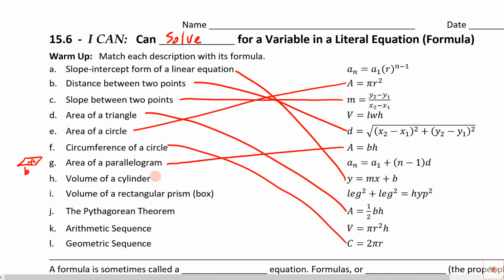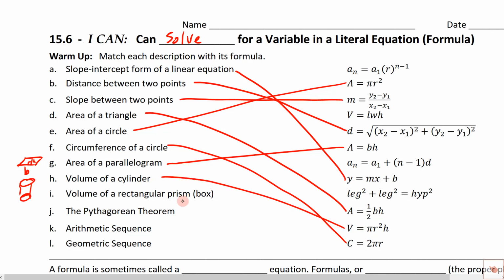Volume of a cylinder, I suppose it would have to have a v in there, but remember a cylinder looks like this, kind of like a can. We have to find the area of the base and then multiply it by the height. Well, the base is a circle, so that would be pi r squared, and then we're going to multiply it by h. That's this one right here, so I'm going to draw a line right there.